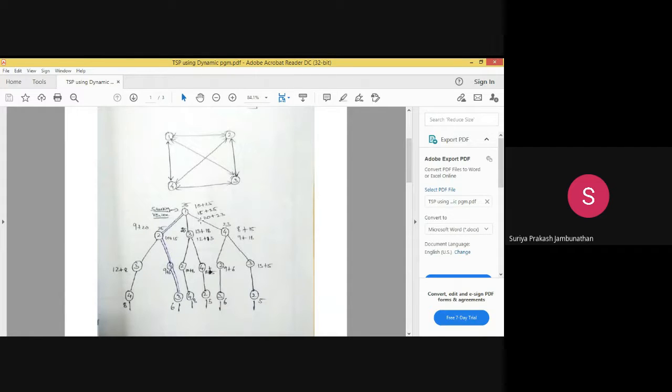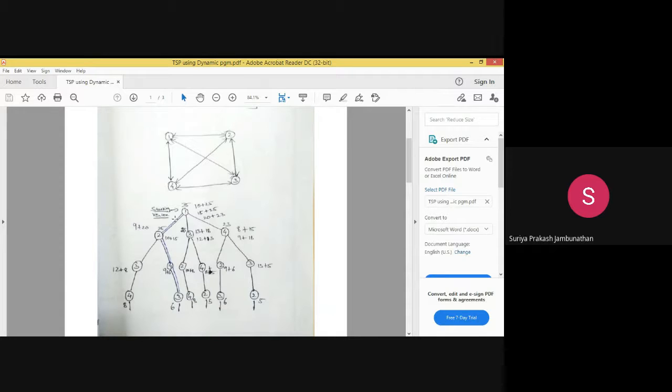Now among these three, we have to identify which is the least value. 35 is the least value, 10 plus 25. Which edge gives 10 plus 25? The first edge, so 1 to 2 gives the least value. When taking 1 to 3, it comes to 15 plus 25, that is 40, which is greater. When taking 1 to 4, it comes to 43, which is also greater. So 1 to 2 has the least value.